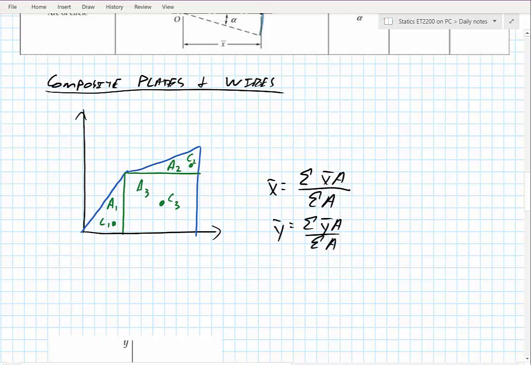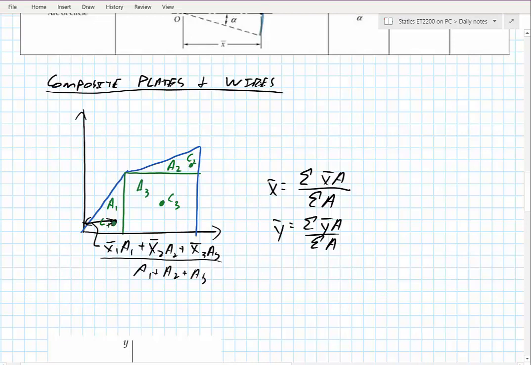So for instance, for shape 1, I have this little distance over here, that's my X bar 1, times area 1, and then I'd have plus X bar 2 times A2, plus X bar 3 times A3, and then the whole thing is divided by A1 plus A2 plus A3.